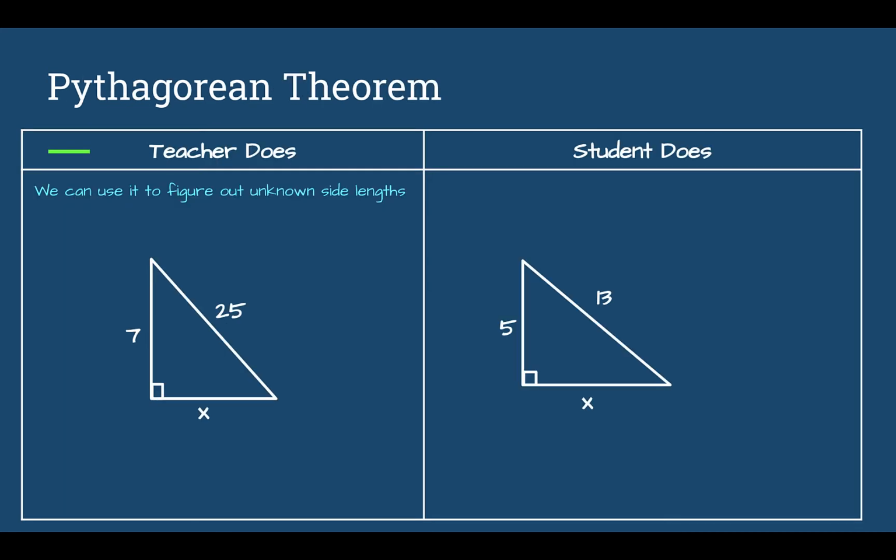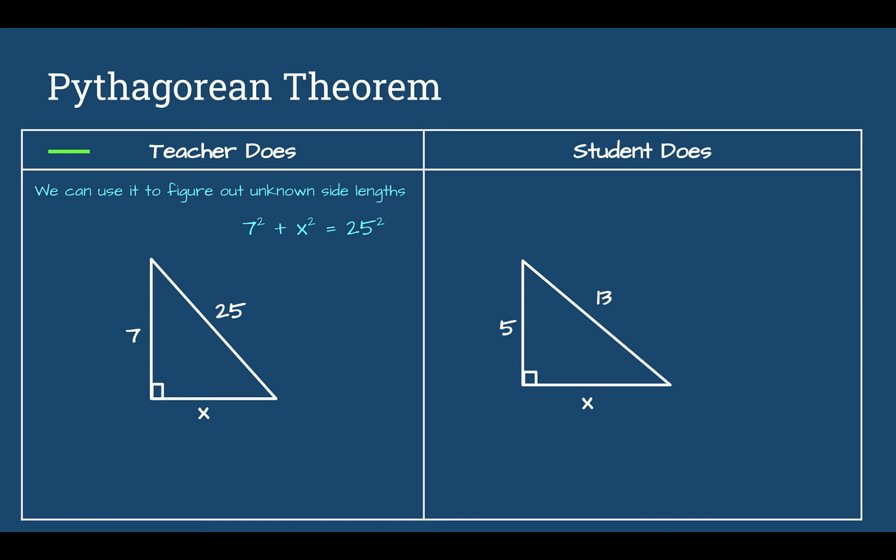So for our Pythagorean theorem, since we can use it to figure out unknown side lengths, I can figure out x here because it's a right triangle, and I can use the Pythagorean theorem. So I know that 7 squared plus x squared equals 25 squared. So the squares of the two short sides added together equals the square of the longest side.